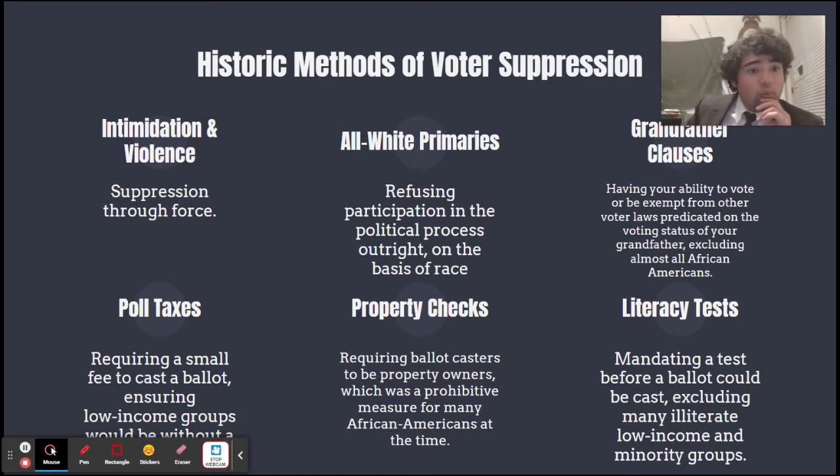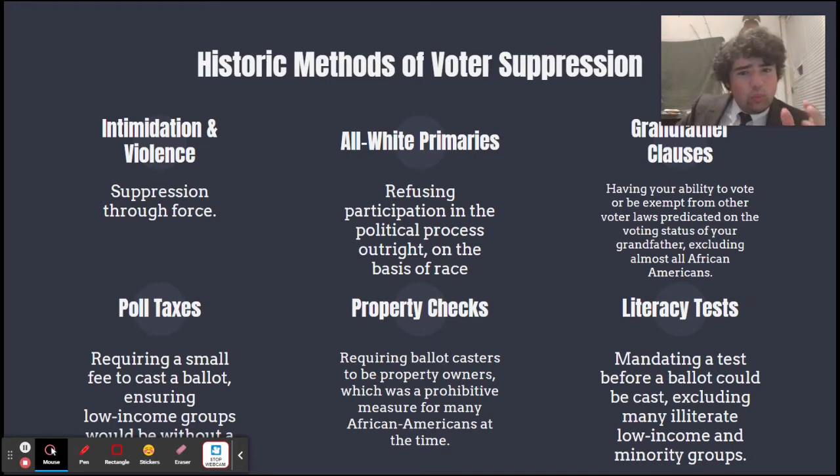Poll taxes is one that was a staple of Southern politics for a very long time, and it was regularly upheld by the Supreme Court as being legally just. It was basically when you go in to cast a ballot, you have to pay a small fee. It's a tax on your ballot. It's a poll tax. And this was prohibitive for many low-income groups, including African Americans. And it was one of those things which, in addition to the literacy test, which meant that before you were able to cast a ballot, you had to take a test proving you were educated.